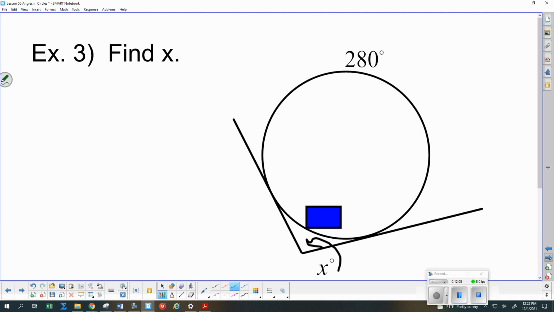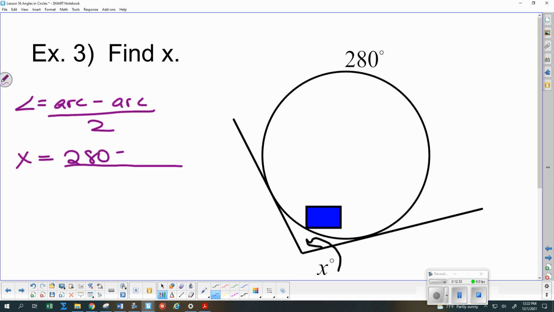Do they cross inside or outside? Outside. So is this a plus or minus formula? For this one, I'm going to write down that the angle is arc minus arc over 2. What is the angle labeled with? So I put an X in for the angle. The arc that's far away is 280, but I'm in trouble. I don't think I have enough information to figure this out. Or do I? Pascal.